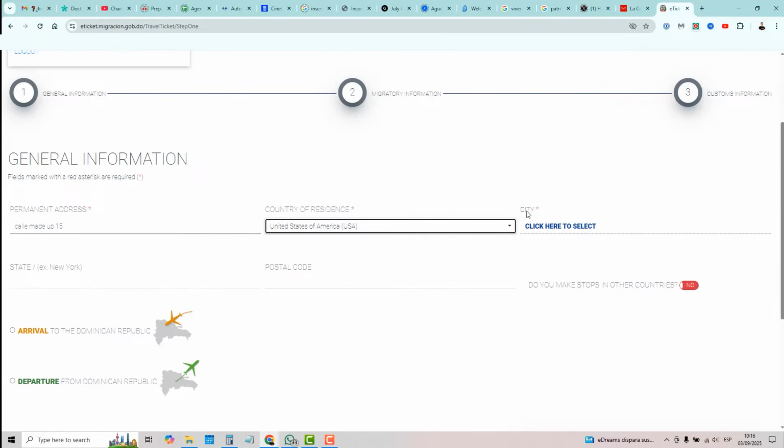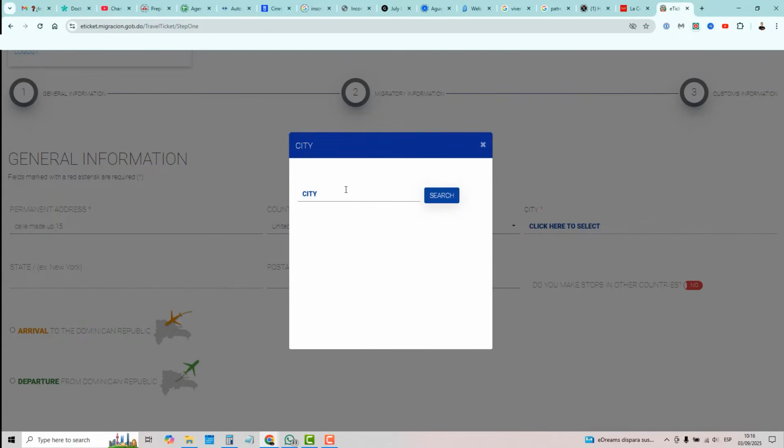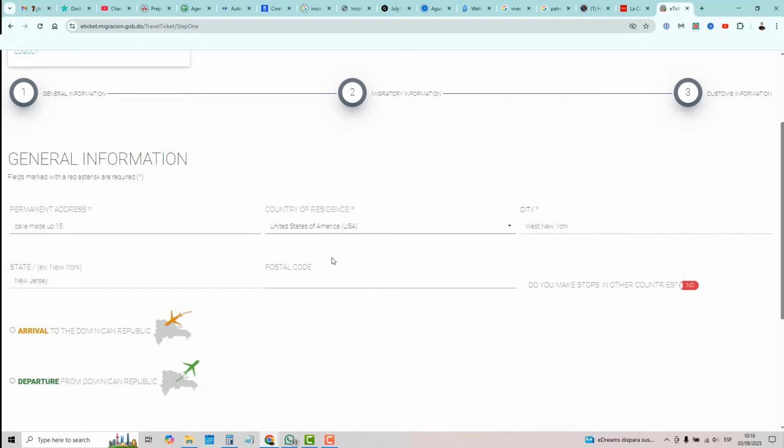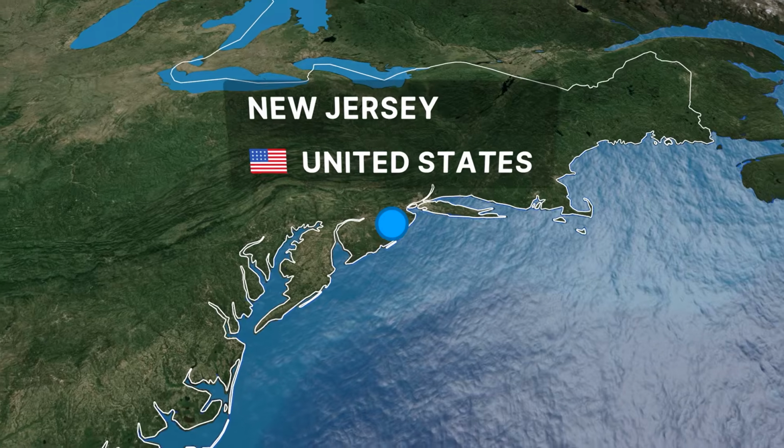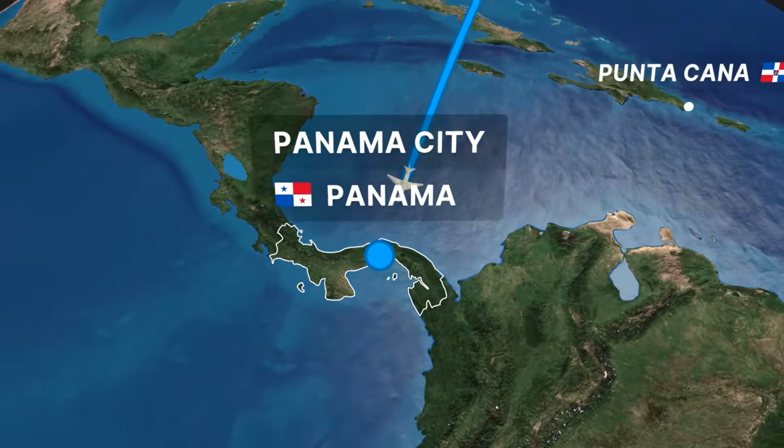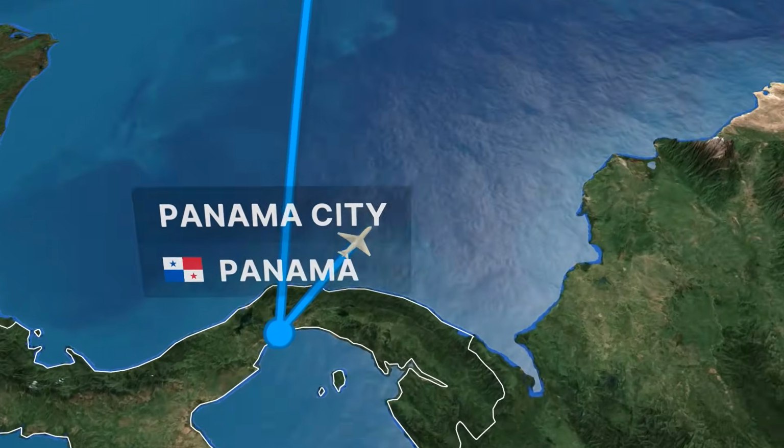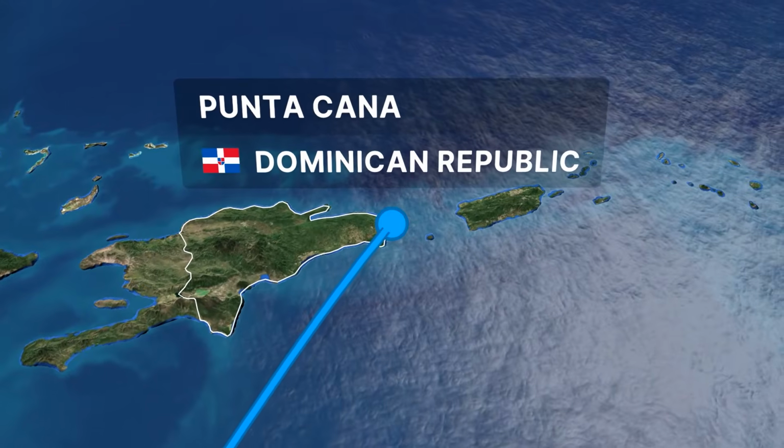And for the city, you click here to select, and then click here and input your city name, for instance, New York. Type it out entirely and hit search. Then it will populate several results, and I will pick West New York, New Jersey. I'll leave state and postal code blank because they're not required. It asks you, do you make stops in other countries? If you fly from the US and make a stop in Panama for some reason, and then fly into the DR, you will select yes.